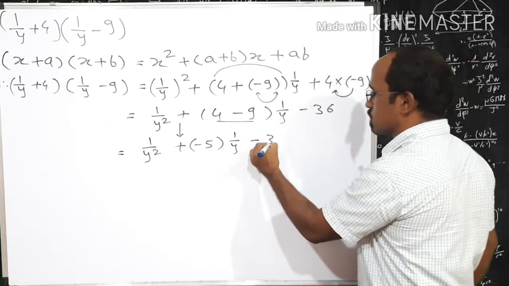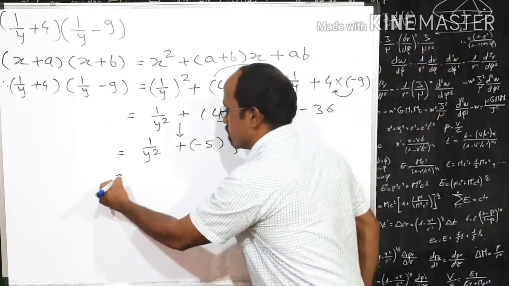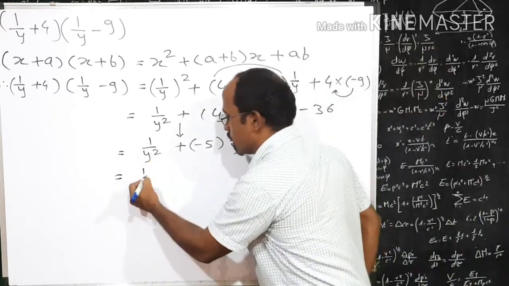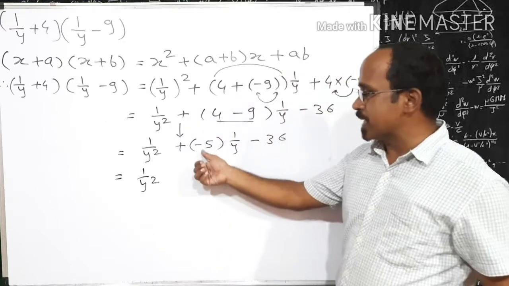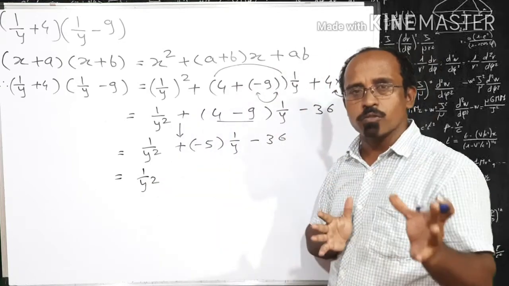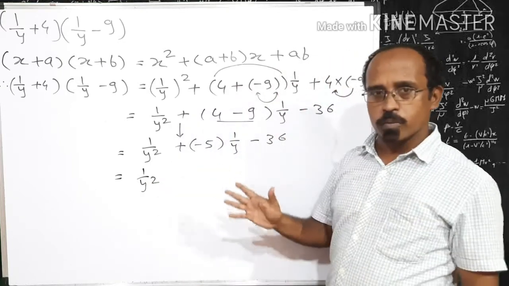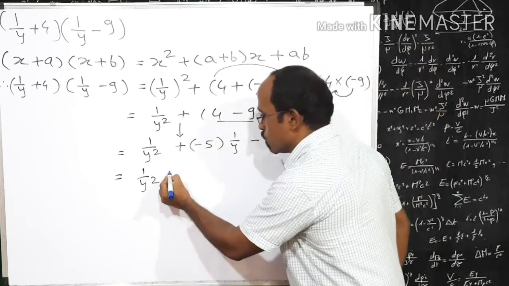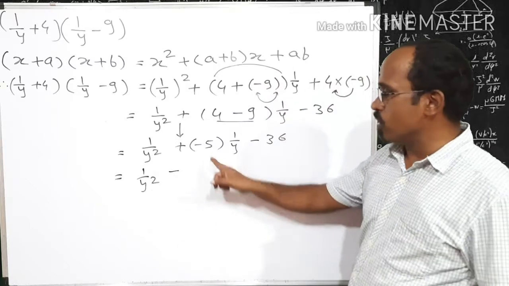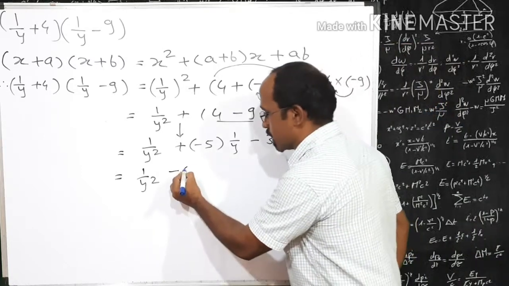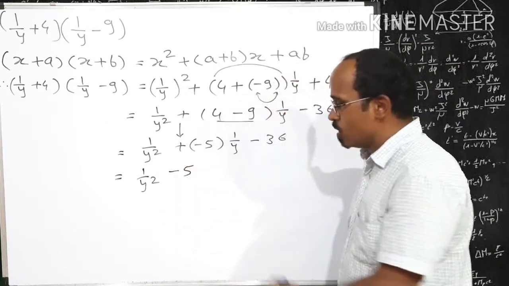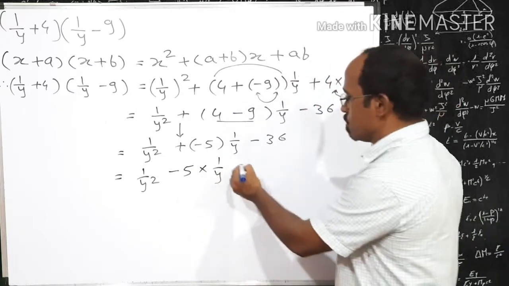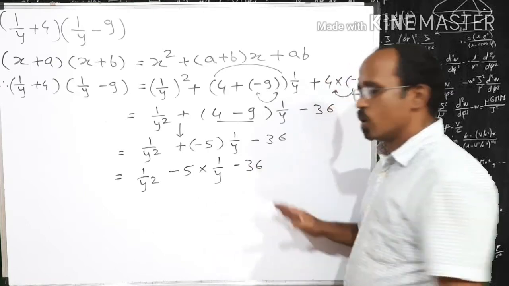Minus 36. Till the bracket is not over, we have to solve again. So 1 upon y square. Now what is the case here? Plus minus. We just have to remove the bracket. In case of removal of the bracket, plus minus, minus is the symbol of the number inside the bracket. So it becomes minus 5 multiplied by 1 upon y. Clear? Minus 36. Okay, up to this.